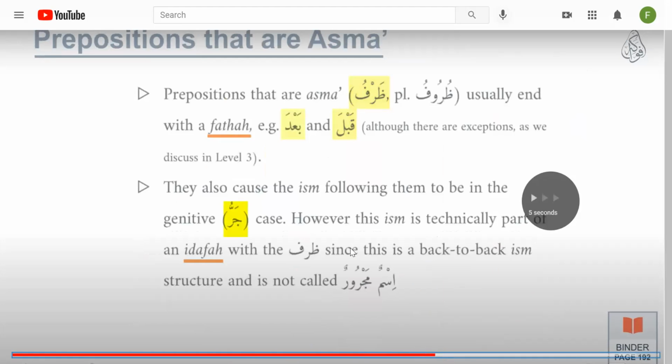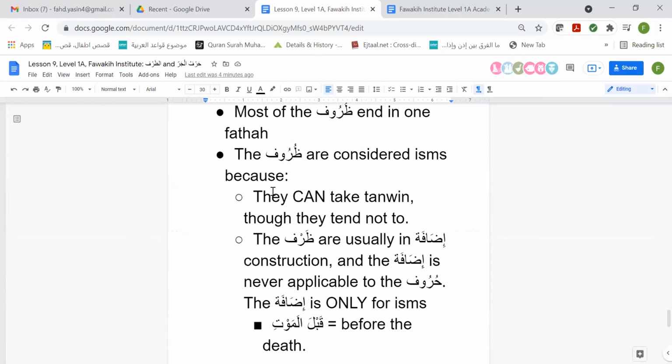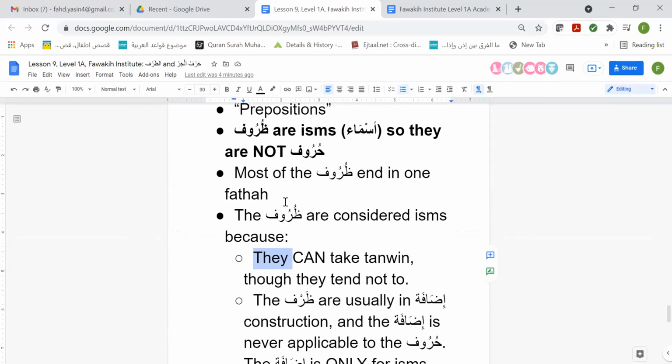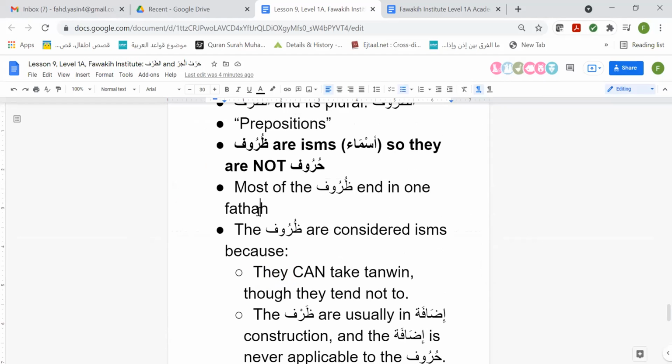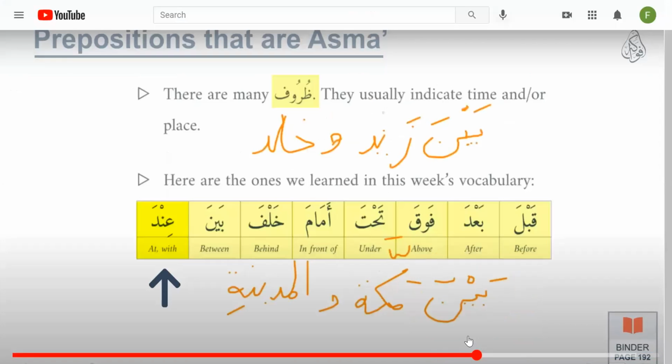I would like you guys to keep in mind that this is an important point. The dhuruf usually end in fatha, okay? This is an important point to note. You'll learn the reason for this later, but this is a good point to know right now. If you've noticed, this entire picture of dhuruf here, they all have a fatha at the end. Usually that's the case.